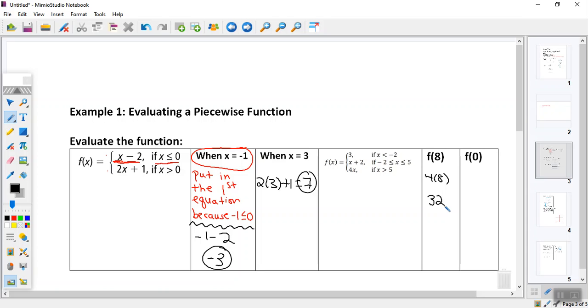All right, so let's talk about this real quickly, kids. The first parameter says my x value has to be less than what? -2. Well, guys, is 0 less than -2? No, so this one's out. How about the 0? Is 0 bigger than the -2 but less than the 5? In other words, does it fall between -2 and 5? Oh, good.